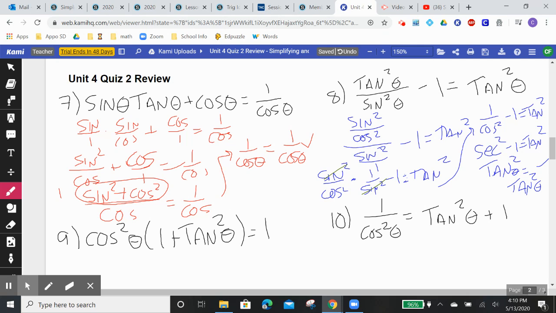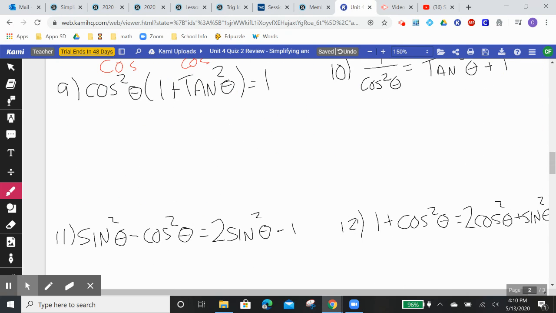Excuse me. All right. Number 9. Well, obviously, the left-hand side, we want to work on that. In this case, again, you could do one of two things. You could look at this right here and say, oh, wait a second, I know that that is secant squared. Probably the easiest way. And I still have my cosine squared out here.